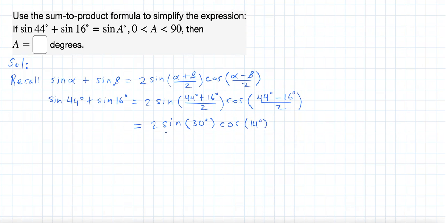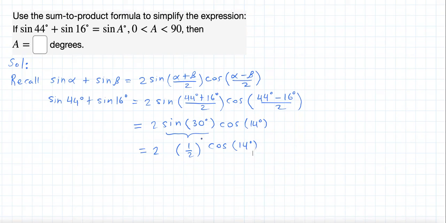Great. Now, remember from our knowledge related to a unit circle, we know that sine of 30 degrees is 1/2. So let's write it here: 1/2 is cosine of 14 degrees.